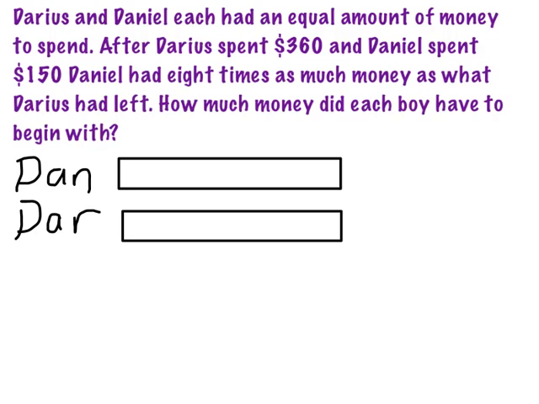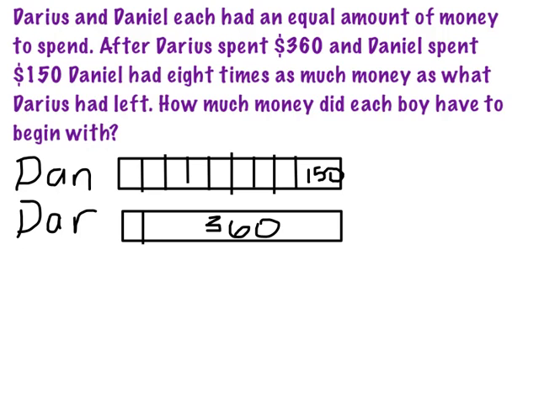Now, I know that after Darius spent money and Daniel spent money, Daniel had 8 times as much as Darius. So that means that whatever Darius had, which I'm going to make a little box here. Okay, it's not a beautiful diagram, but you can see. After they've spent their money, whatever Darius has, Daniel has 1, 2, 3, 4, 5, 6, 7, 8 times that. What goes in these blank boxes is how much they spent. So Darius spent $360 and Daniel spent $150.